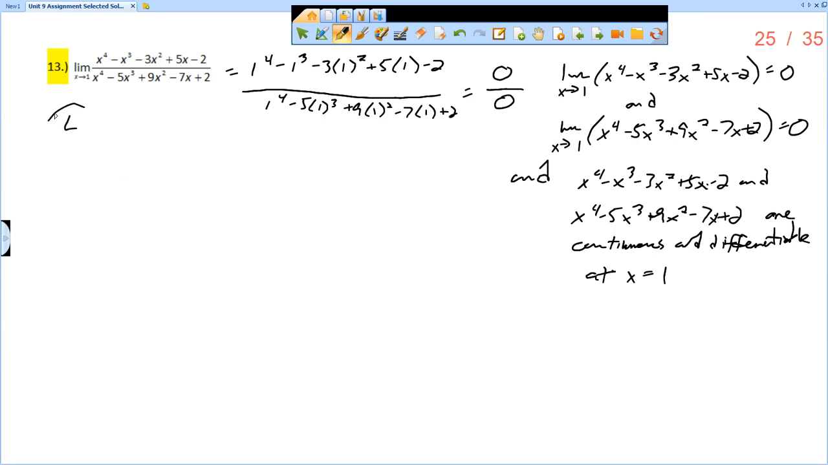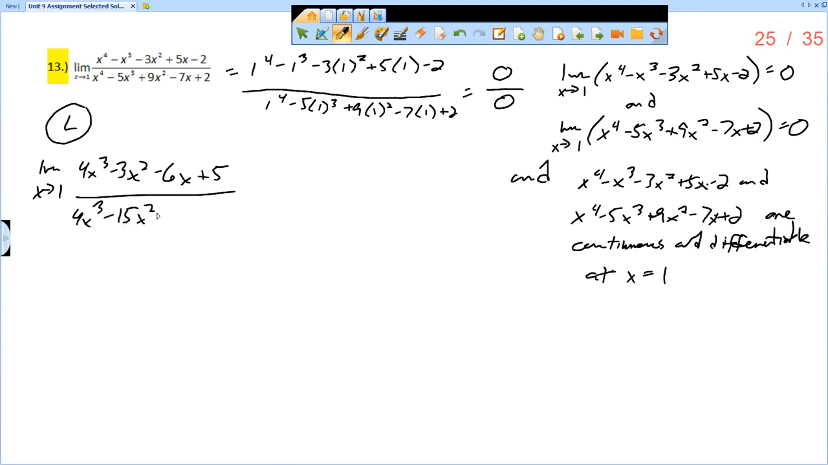All right, so then that means we're going to use L'Hopital's rule. So we have the limit as x approaches 1 of 4x cubed minus 3x squared minus 6x plus 5, all divided by 4x cubed minus 15x squared plus 18x minus 7. Then, of course, you need to reevaluate. So you have 4 minus 3 minus 6 plus 5 over 4 minus 15 plus 18 minus 7.